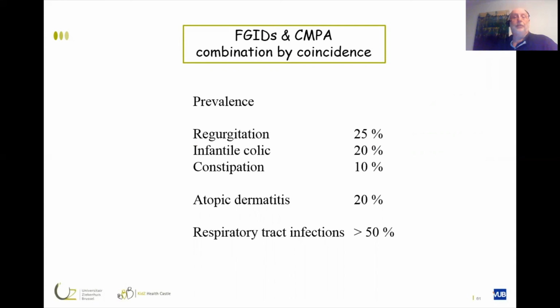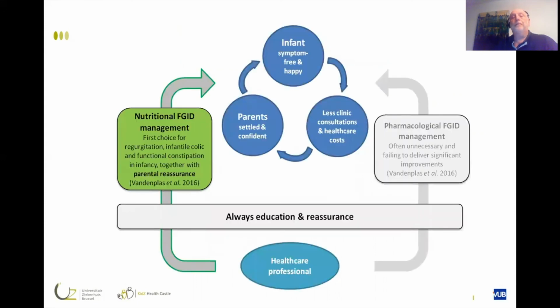Functional gastrointestinal disorders and cow's milk protein allergy can, of course, occur together just by coincidence because of the high prevalence. Regurgitation, as said, occurs in 25% of all infants, infantile colic in 20%, constipation in 10%, atopic dermatitis in 20%, and respiratory tract infections in infants under the age of 1 year certainly in more than 50%. So it's also relatively frequent, just by coincidence, that you can have a combination of those different manifestations.